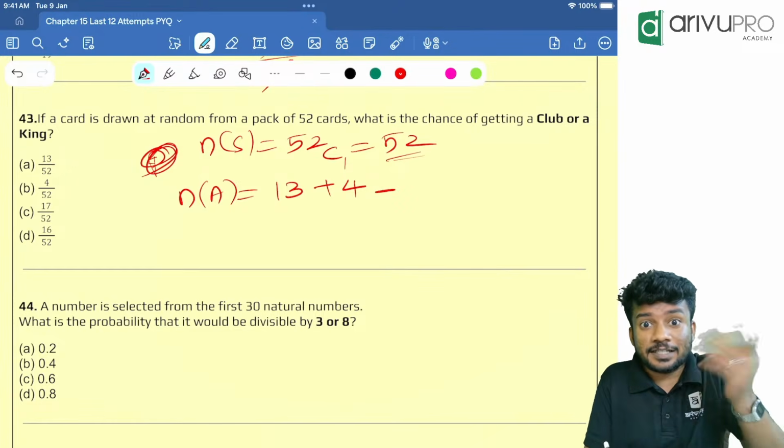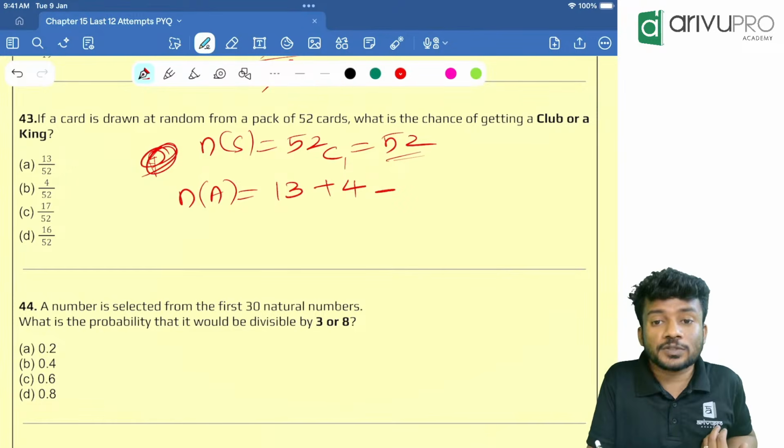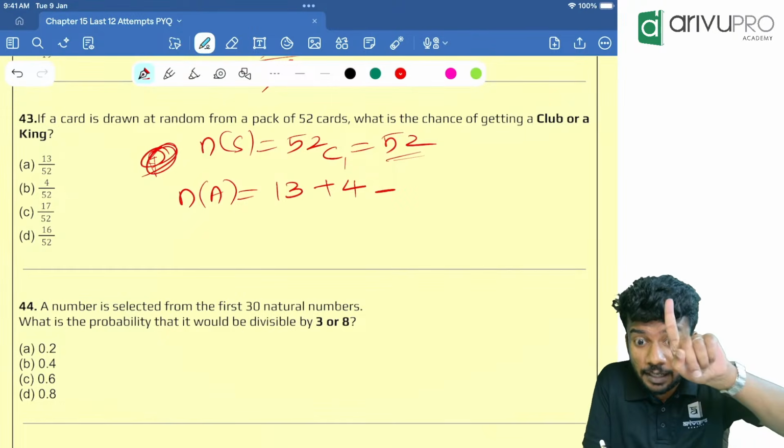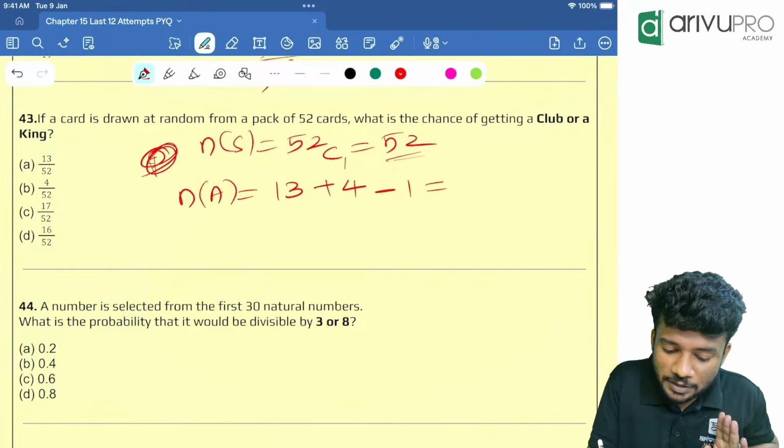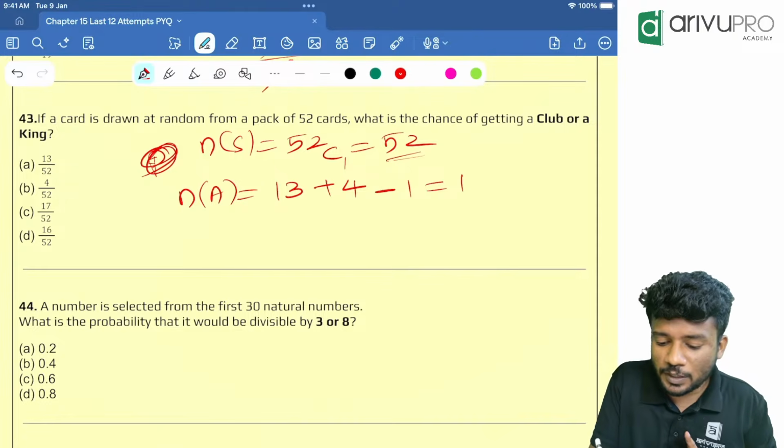We need to reduce that. Repetition is happening. So, how will you reduce that? How many kings are there in club? 1. So answer is how much done? N of A will be how much? 17 minus 1, that is 16.